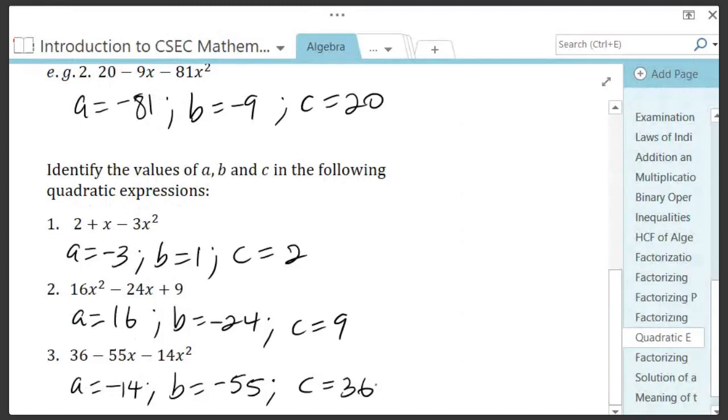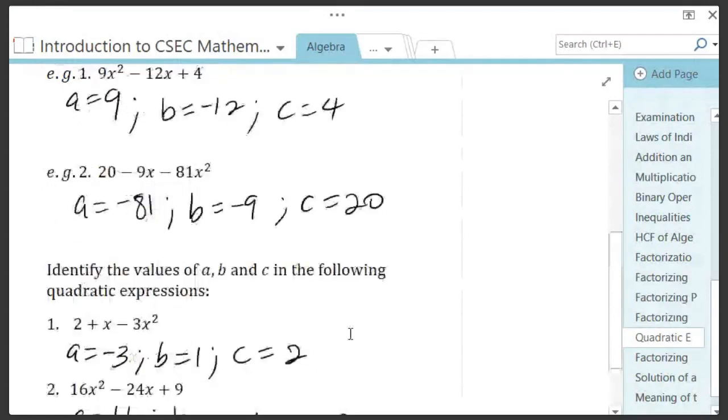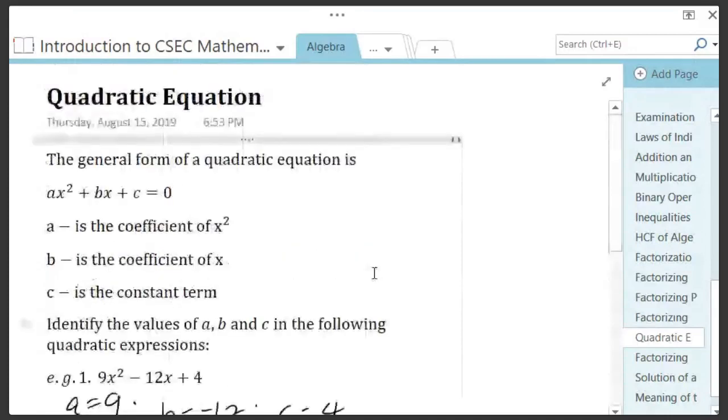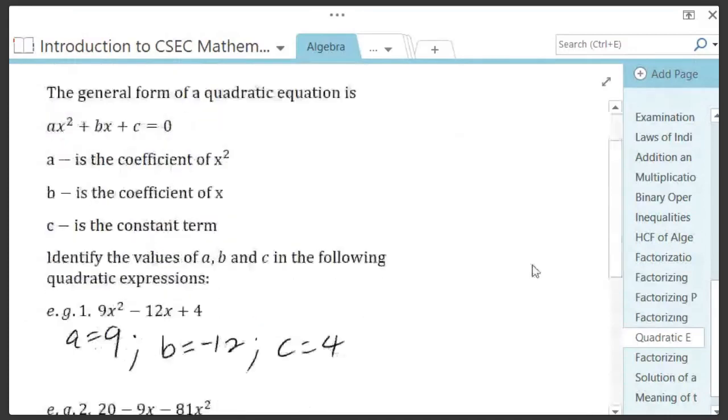So everybody clear with this lesson? All right, identifying the values of A, B, and C in a quadratic equation. Now, many times you will have quadratic expressions, where you don't have an equal sign, and you will have a quadratic equation where you will put everything equal to 0. Okay? So just remember that, and A is the coefficient of x squared, B is the coefficient of x, and C is the constant term. All right, let's move on here.